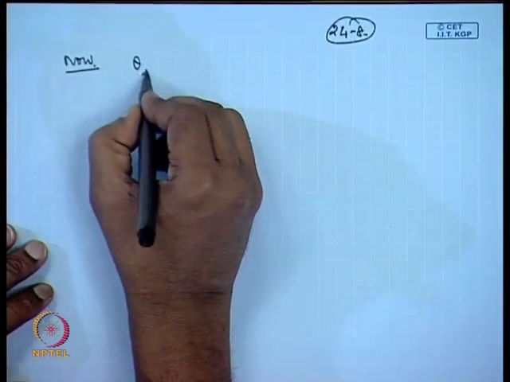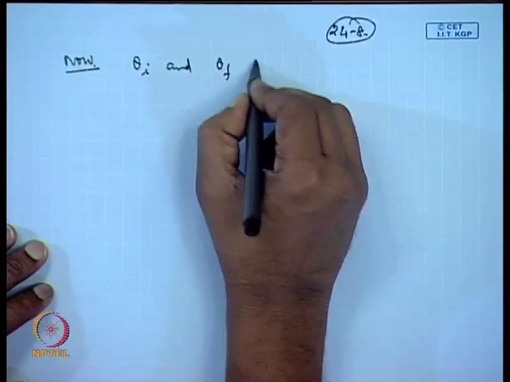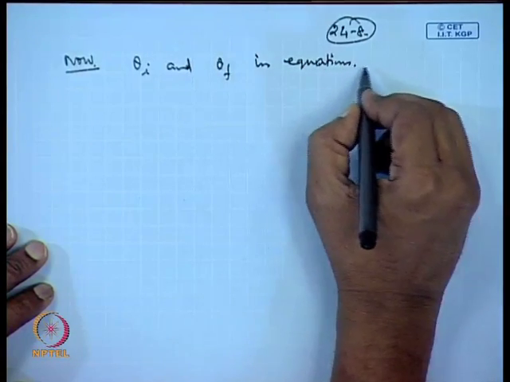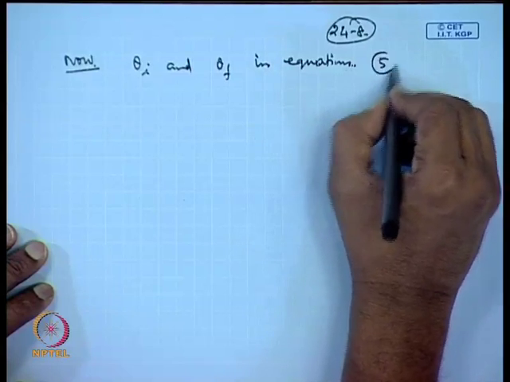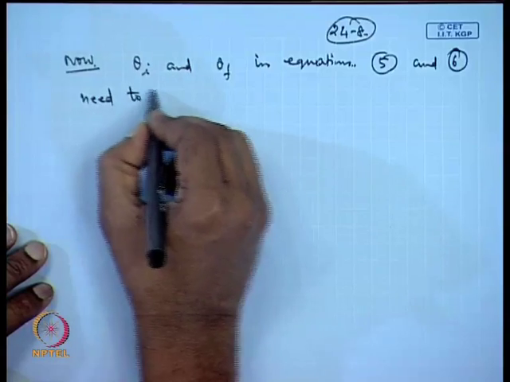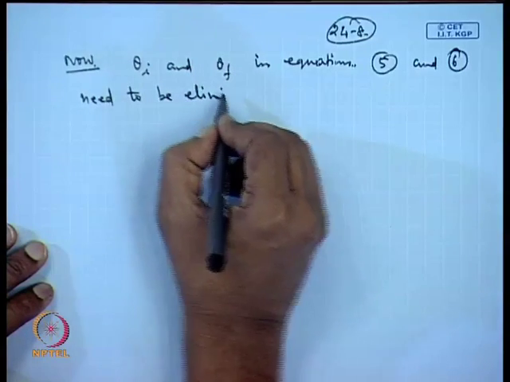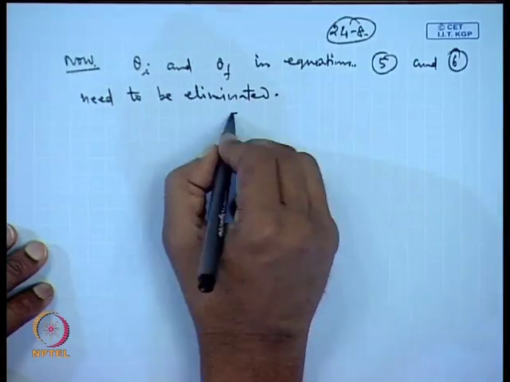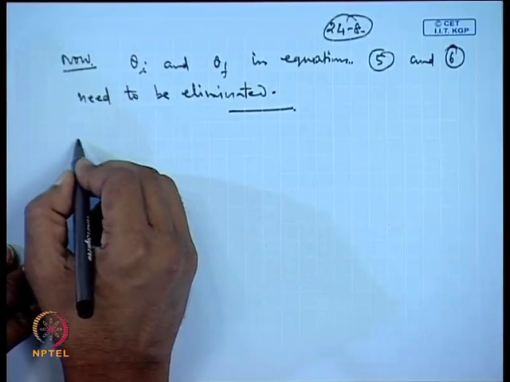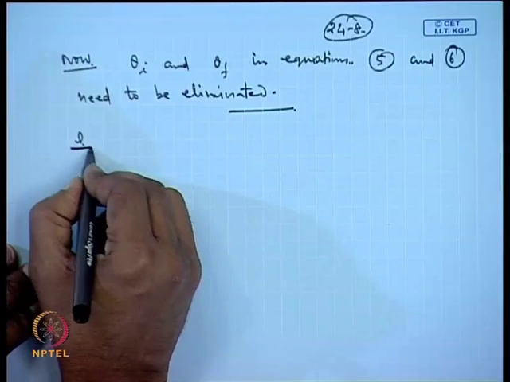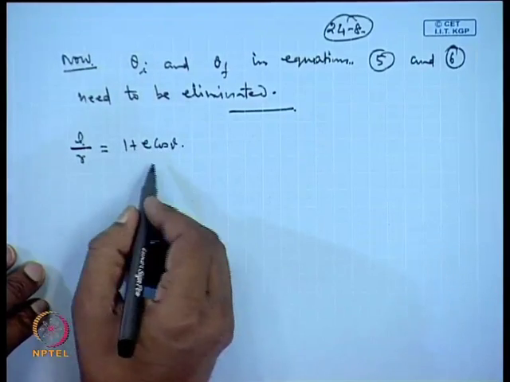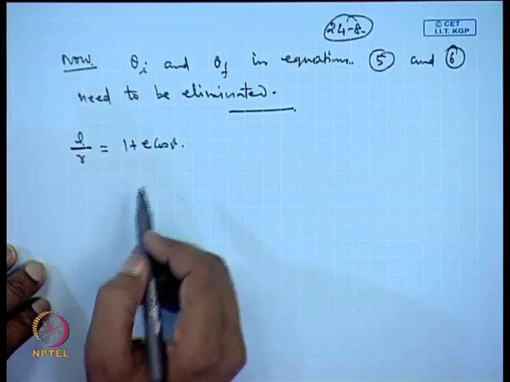Now, theta I and theta f in equations five and 6 need to be eliminated. Okay, and this we can do using the original equation which is given to us, which is L by R is equal to 1 by E cos theta. So, from here we can replace theta in terms of L and R and E.